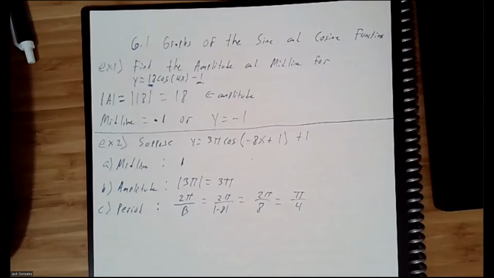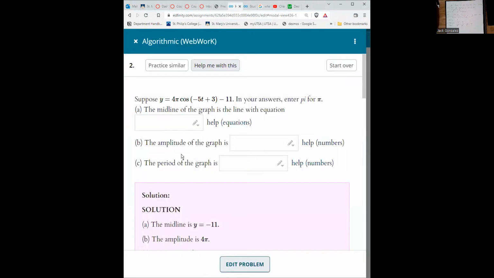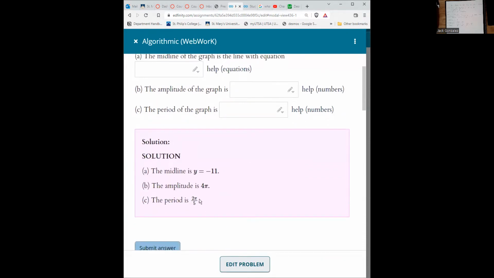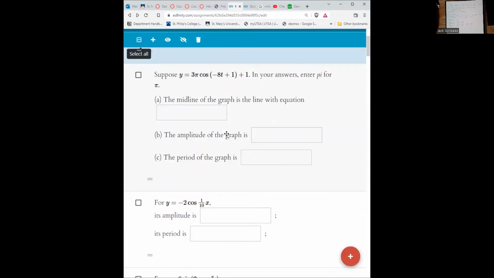Now let's look at our homework. So in their example here, midline is this number, just like we had ours. Amplitude is this number right there. Period is 2 pi divided by 5 right there. And that's it.